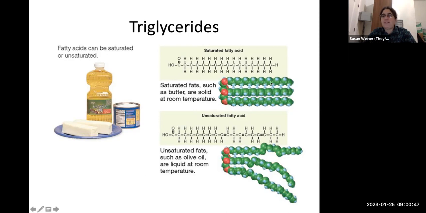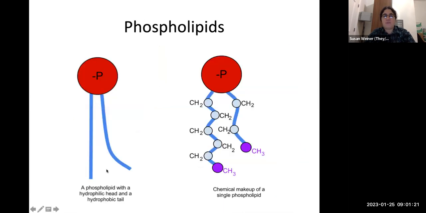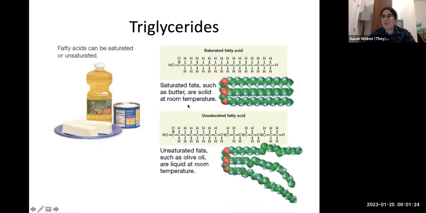The problem is that these straight ones can also be somewhat more solid at body temperature. Now that's important for functioning for some of our cells. But if you accumulate too much of these saturated fats that are somewhat more solid at body temperature, then they can form blockages in places in your body. And this is part of why we talk about saturated fats and heart disease. All right, any questions on fats and saturated fats?